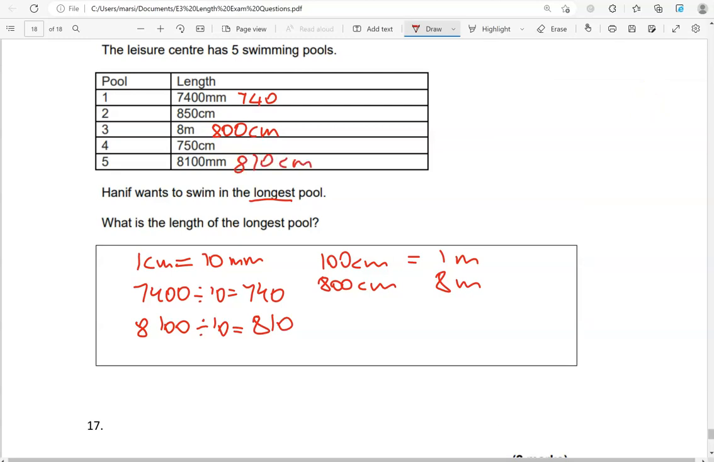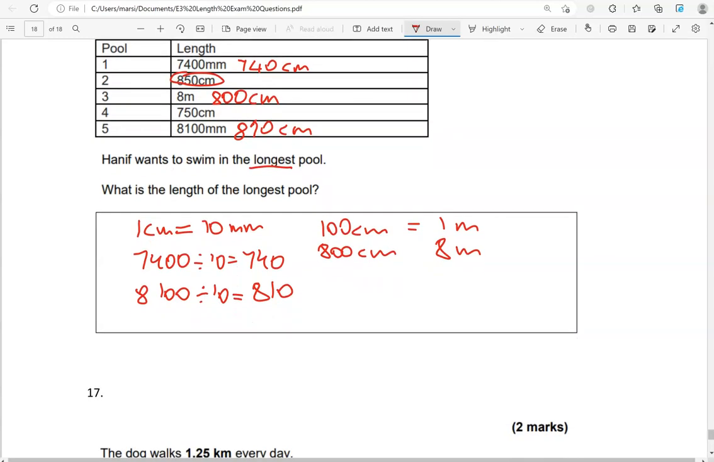centimeters. So we can now compare. We've got 740 centimeters, 850, 800, 750, and 810. Which of these numbers is the greatest? That is 850 centimeters, and that is pool 2, 850 centimeters.